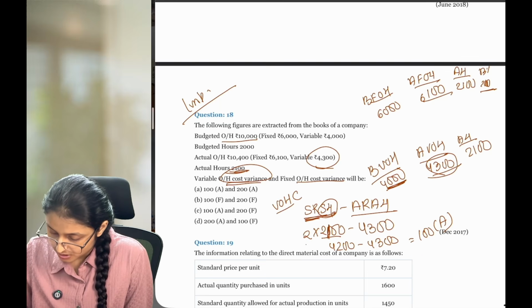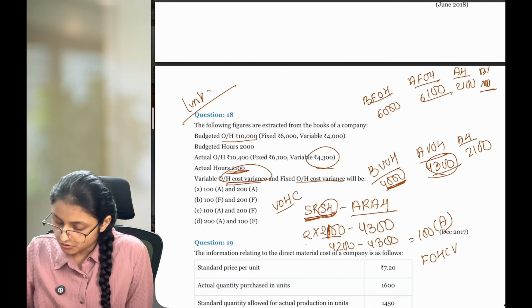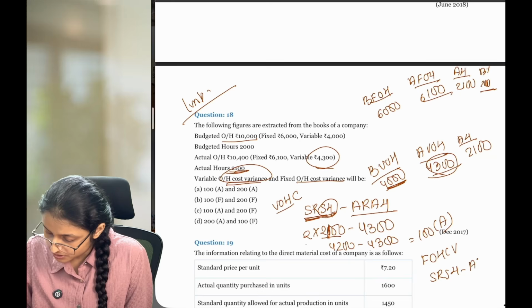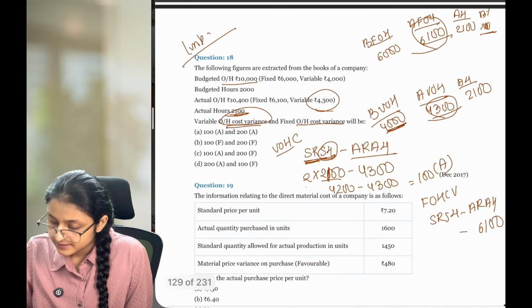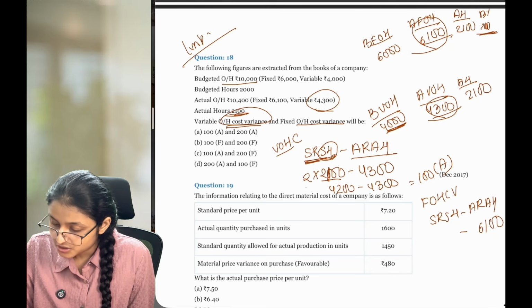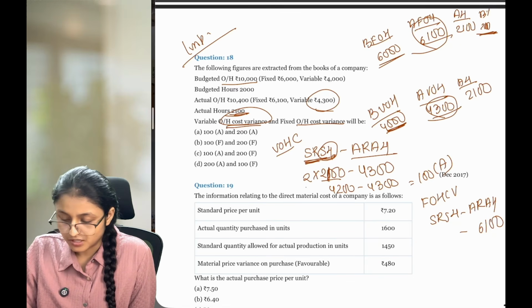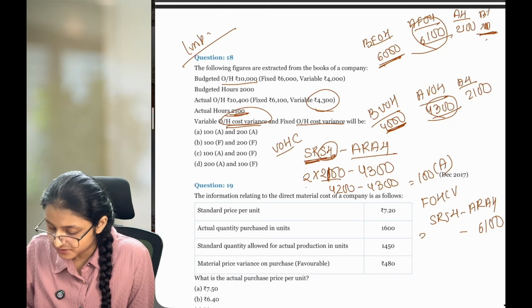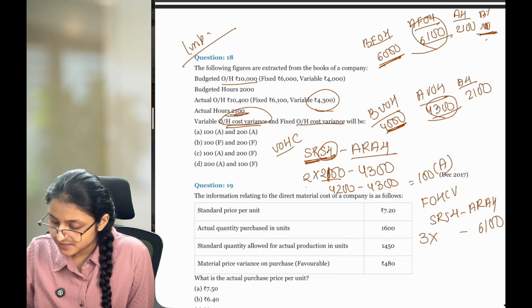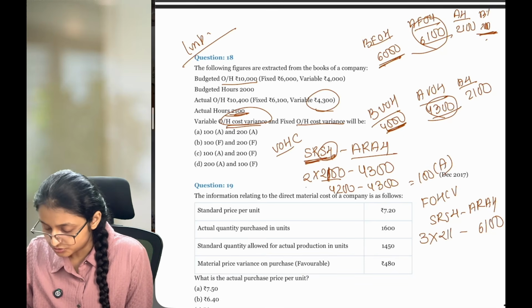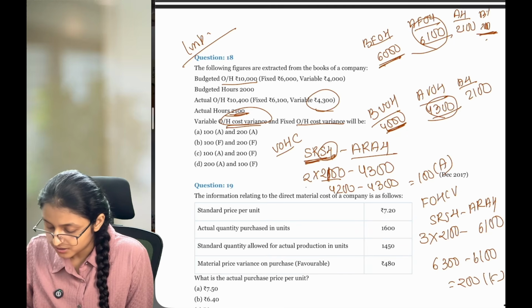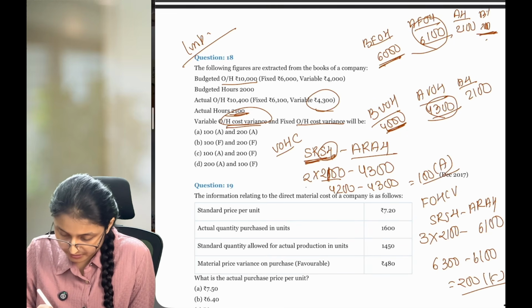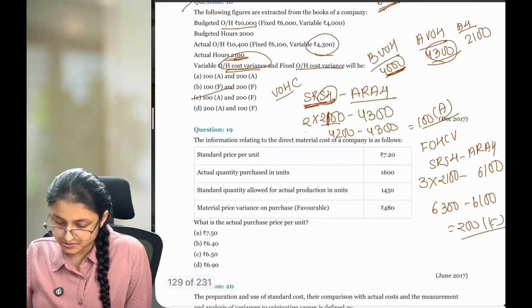Next, for fixed overhead cost variance, you are going to use standard rate into standard hour minus actual rate into actual hours. Actual rate into actual hours is the actual fixed overhead, which is 6,100. Standard rate for fixed overhead is budgeted hours 2,000 and 6,000 is the cost. So 6,000 divided by 2,000 will give you 3 as the standard rate, and standard hours is not there. Hence, we are going to use the actual hours, which is 2,100. So 6,300 minus 6,100 will give you 200 favorable. 100 adverse and 200 favorable is the correct answer. Option number C is the correct answer.